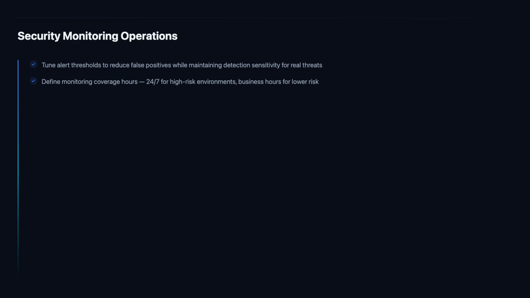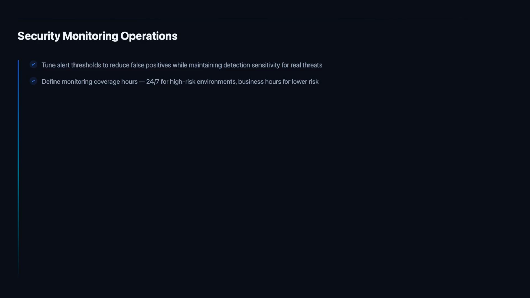Monitoring coverage hours must reflect the organization's risk profile and threat landscape. Attackers do not respect business hours. Ransomware, data exfiltration, and account compromise can occur at any time of day or night. Organizations with high-risk profiles, those that handle large volumes of sensitive data, operate critical infrastructure, or are known targets for advanced threats, should aspire to 24/7 monitoring coverage.